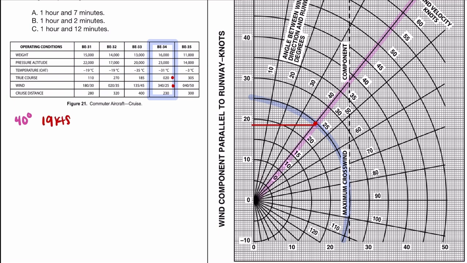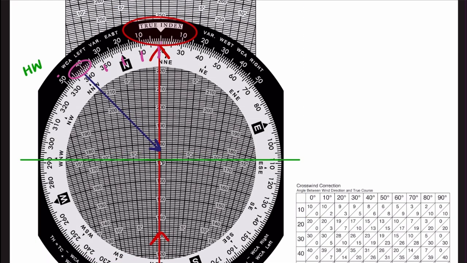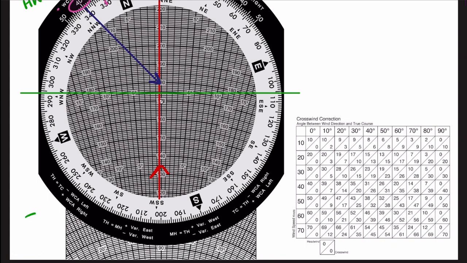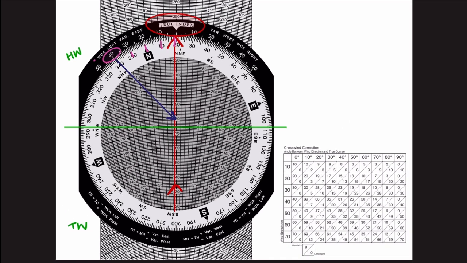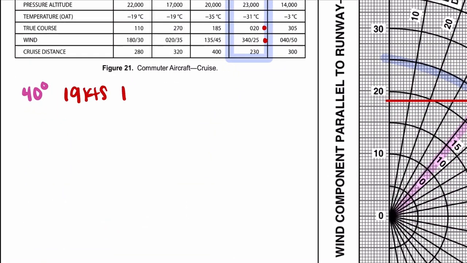To figure out if it's a headwind or tailwind, again, you can come back to that E6B and just remember, if your angle is above halfway, you have a headwind. And if that wind component is coming from, what did we just do? There we go. If that wind component is coming from down here, it's a tailwind. So we can tell up here we have a headwind. So I'm going to say that I have 19 knots of a headwind.